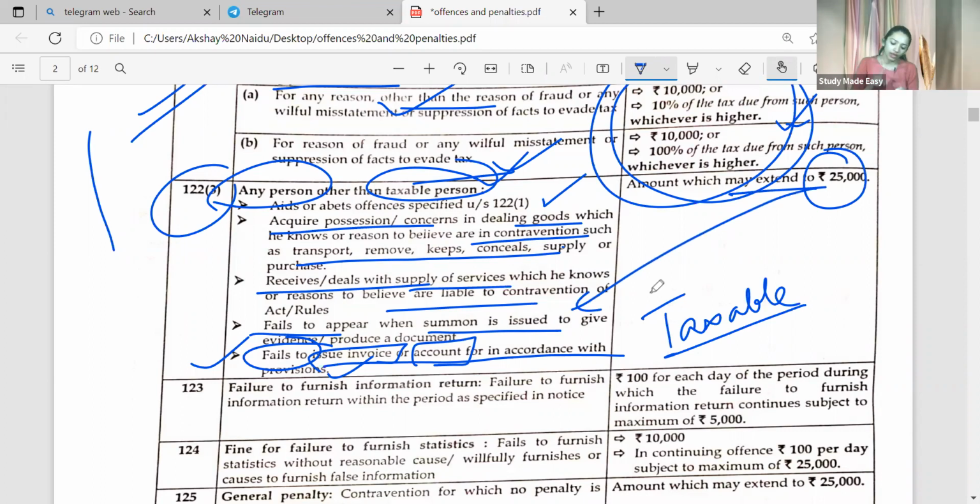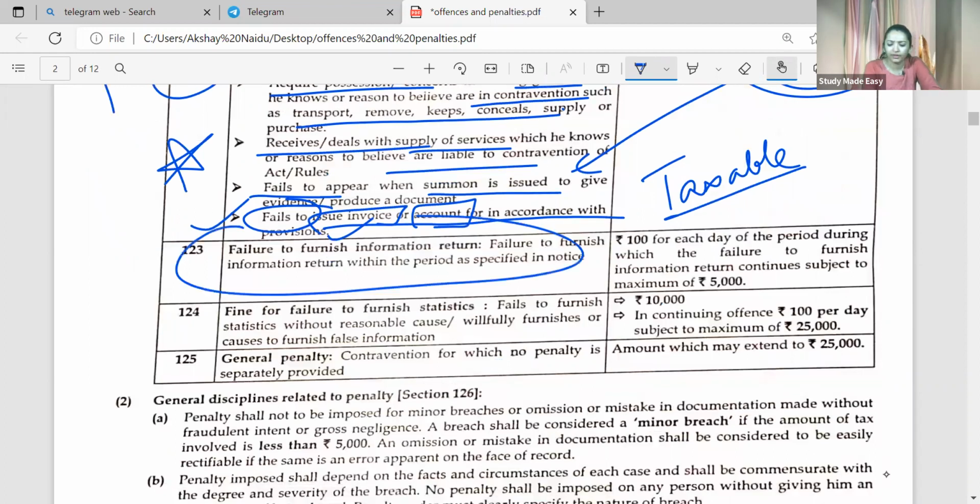That means you have contravened any provision for supplying of service, contravened any provision for supply of the goods, you are doing what, summons issued, you are not appearing. So this could be a MCQ wala penalty ki what would be the penalty. So it may extend to 25,000. It is not exactly 25,000. It may extend. हो सकता है कि 25,000 की penalty हो.